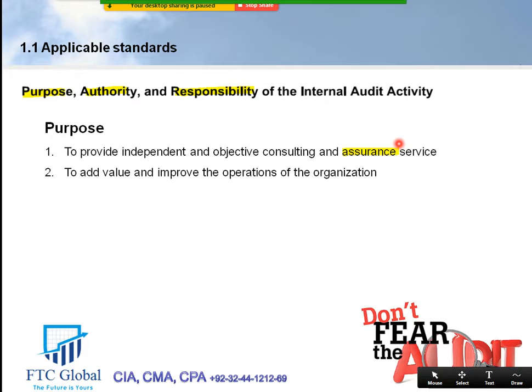Next, this is in fact the broken down definition. All is emerging from the definition. The internal auditing definition is the core. So what we do, we add value and improve operations of the organization. How?